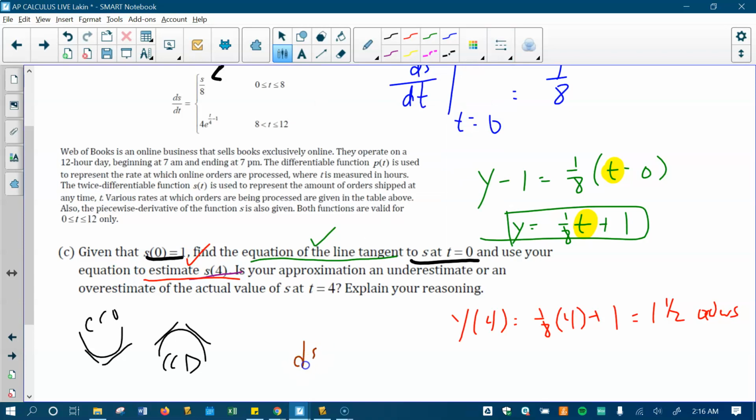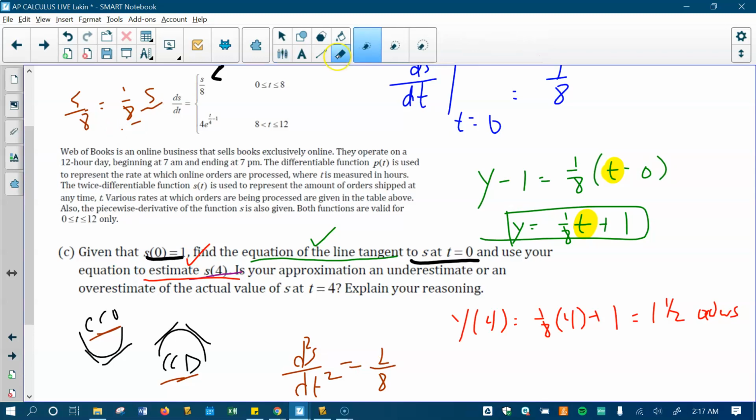d2s/dt squared, and we need the second derivative for those reasons. We want to see if the function is concave up or concave down. It is going to be equal to, if you take the derivative of s over 8, it's just going to be 1 over 8, because remember s over 8 is the same thing as 1/8 s, and the derivative of this is the slope, which is just 1/8. So we have 1/8 times, now the reason we need a times here is because I just took the derivative of s with respect to time.